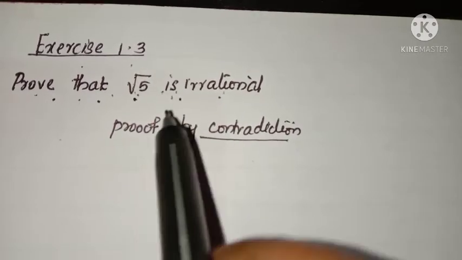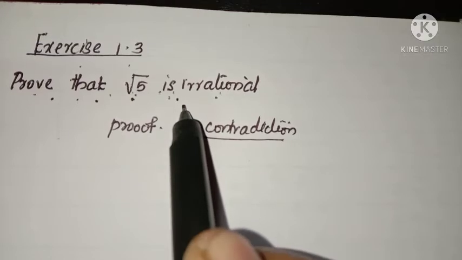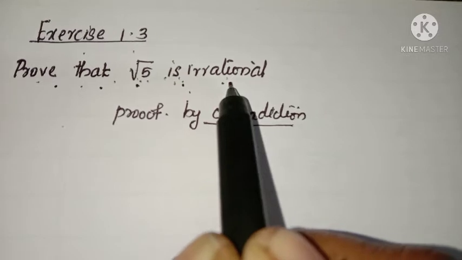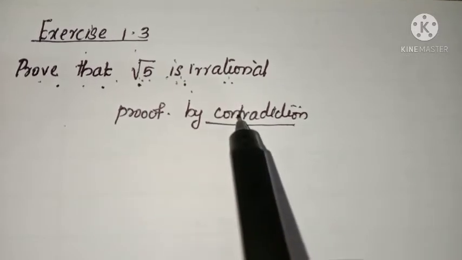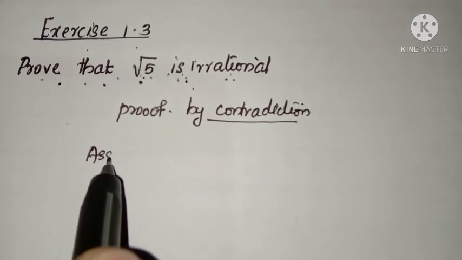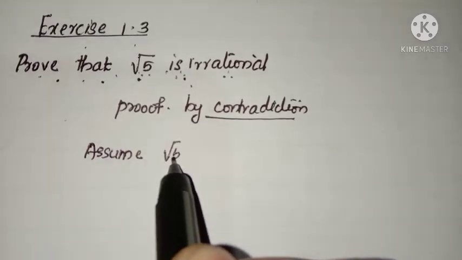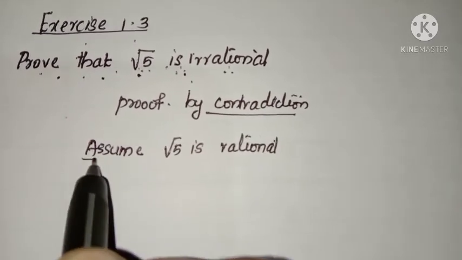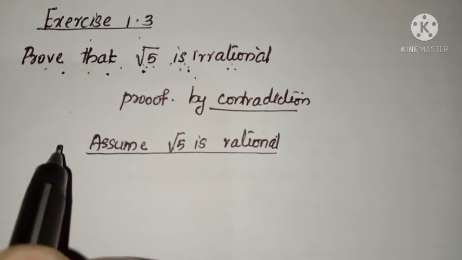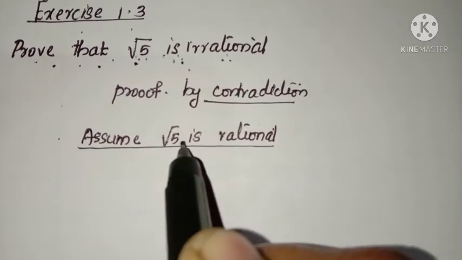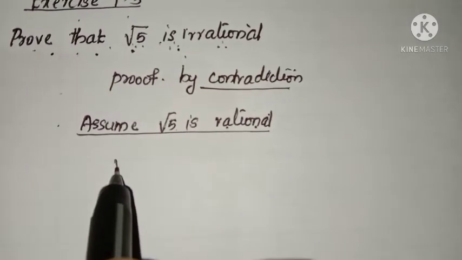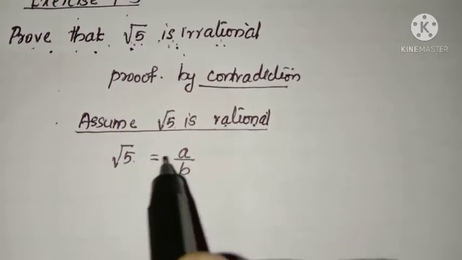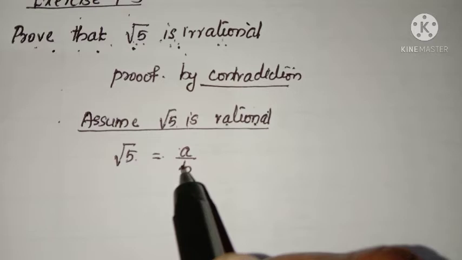So the method is that we assume its opposite. Here we need to prove root 5 is irrational. So by this contradiction method, we assume that the given number root 5 is rational. That is the contradiction method. Assume root 5 is rational. This is the first step. Now, root 5 is rational means we can write root 5 as A by B.